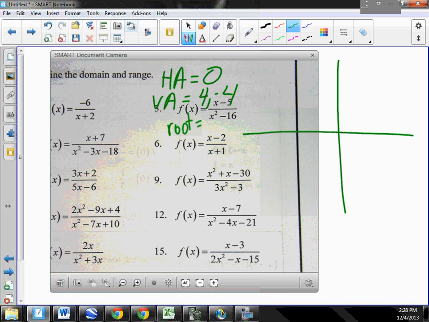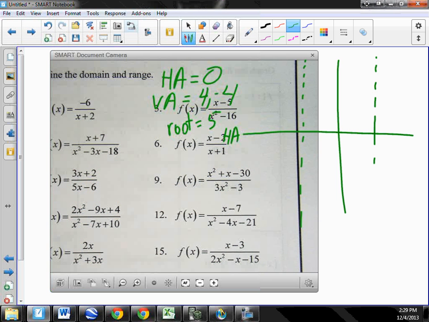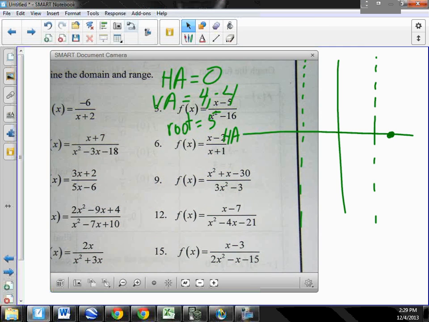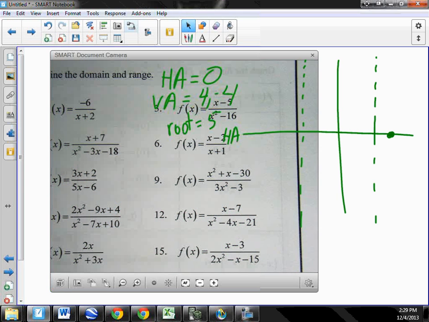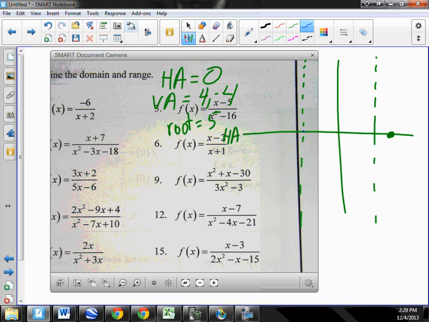My root is 5. So my HA is the x-axis, and then at -4 and at +4 I have vertical asymptotes, and then I have a root over here at 5. Okay, and notice the root lies on the horizontal asymptote. Okay, well, that can happen. And I told you that that couldn't happen yesterday, and again, that's because I'm a crappy teacher. So, my critical points are -4, 4, and 5.